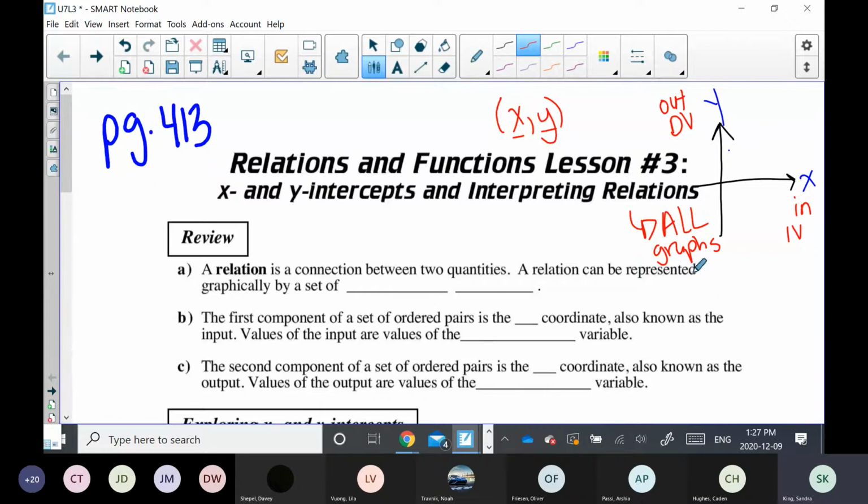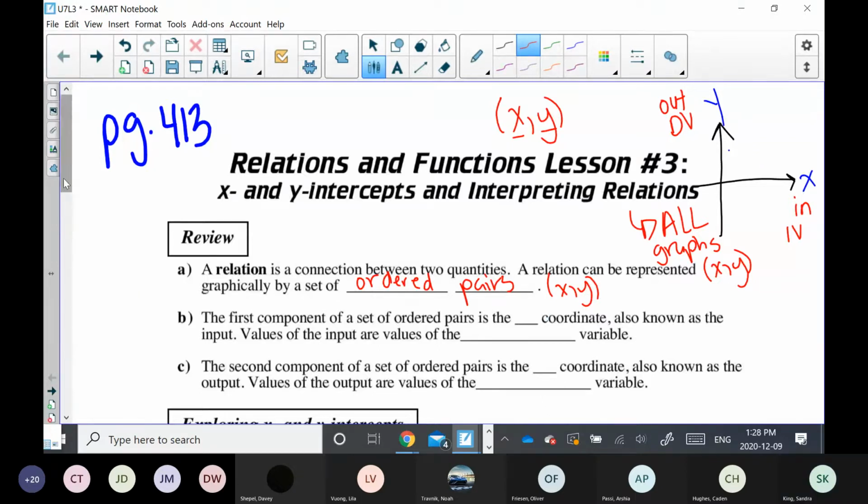A relation is representing two sets of data, and we always represent those two sets of data with an ordered pair, our x and our y. So those are our two sets of data. It says a relation is a connection between two quantities. A relation can be represented graphically by a set of ordered pairs. So with every relation, we could represent that data as an ordered pair, and then we can further plot that data.